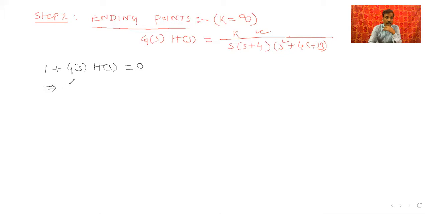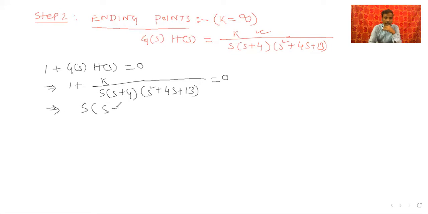So put here 1 plus k by s into s plus 4 into s square plus 4s plus 13 equals to 0. Then this is equivalent to s into s plus 4 into s square plus 4s plus 13 plus k equals to zero. So what is the definition? Root locus terminates at k equals to infinity. So put here infinity.